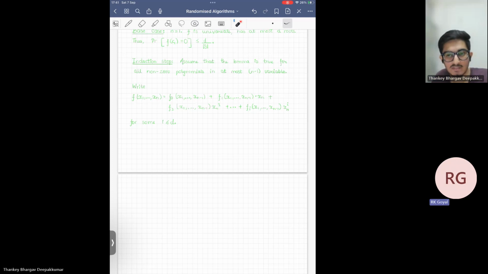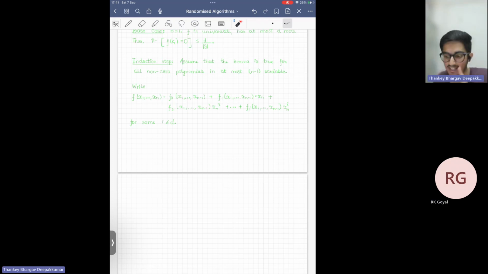So now this thing is a univariate in xn, and the degree is i, which is at most d. If I pick a random value for xn, then my polynomial would be zero with probability at most i over size of S, which is at most d over size of S. Since i is less than or equal to d, it is d over S.